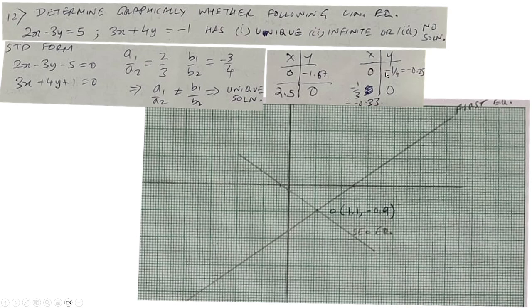The second line goes through 0 comma minus 0.25, that is here, correct? 0 on the x-axis, minus 0.25 on the y-axis, right? That goes here. And the second point is minus 0.33 comma 0, so here it is. So it goes through these 2 points. And the intersection is happening at approximately 1.1 and minus 0.9. That is the point of intersection.